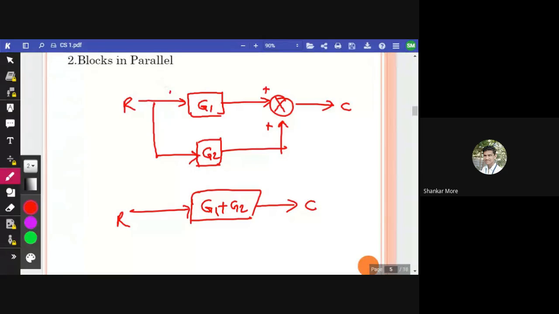If you compare this diagram, doesn't it look like a feedback loop? When we talk about a feedback system with H as the feedback element, we write C by R equals G upon 1 plus GH. But here we are writing G1 plus G2. So what is the main difference? Observe this diagram and imagine the closed loop system diagram. We write a different formula for that and a different formula for this. Why are we doing this? Any idea?